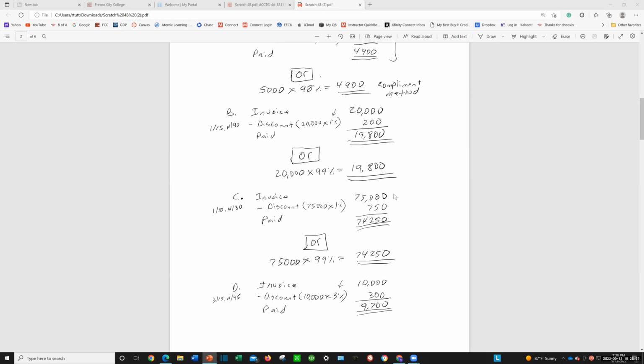The invoice, 75,000 minus the discount. The amount that we're going to have to pay is only 74,250. Again, using the complement method, you know that the invoice is 75,000. You're getting 1% off, so you have to pay 99% of it. So just go 75,000 times 99%. That'll give you your 74,250.